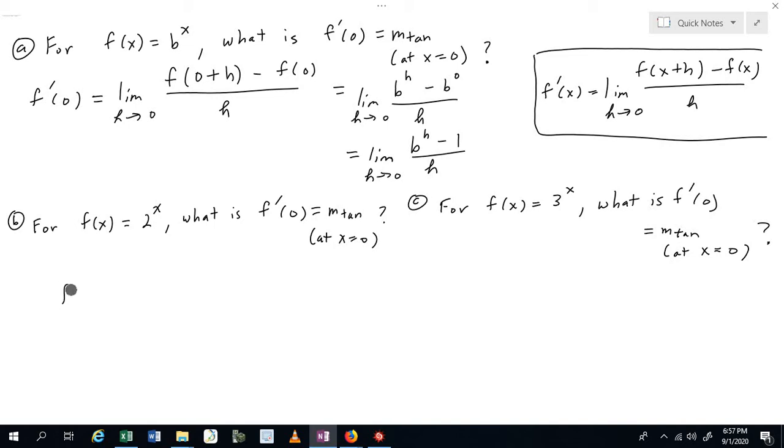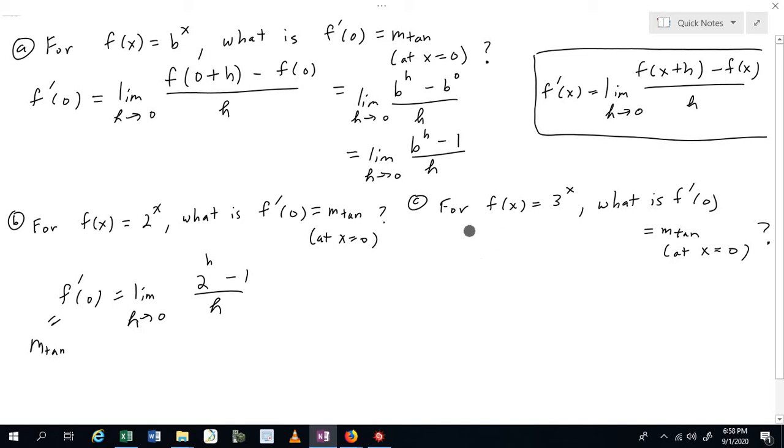Well, f prime at 0 should be this limit, except the base is now 2. So it's the limit as h goes to 0 of 2 raised to the h power minus 1 over h. And whatever that limit is will be the derivative of this function evaluated at 0, which, by the way, is the slope of the tangent line to this function at x equals 0.